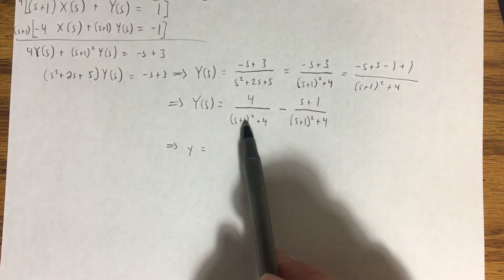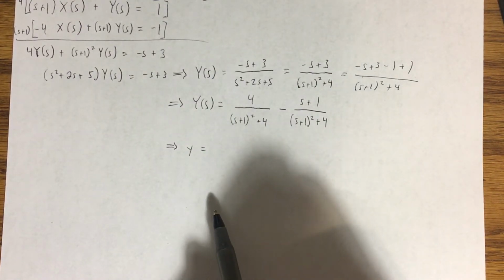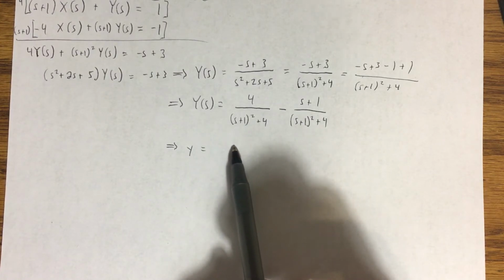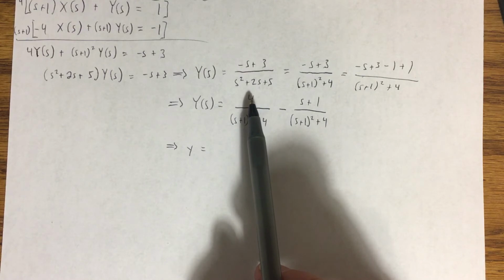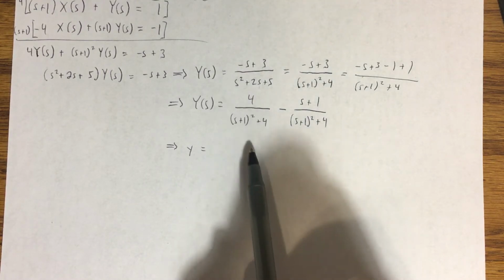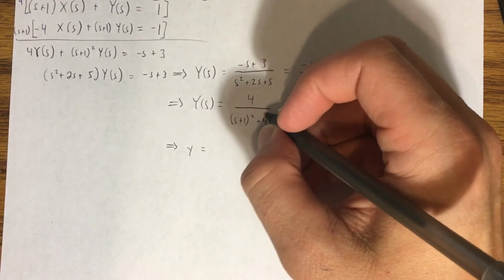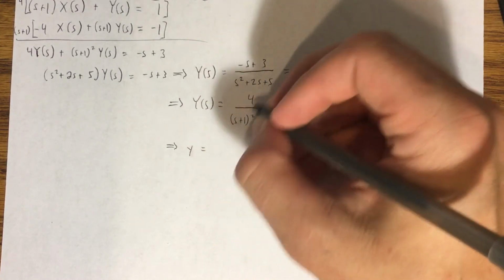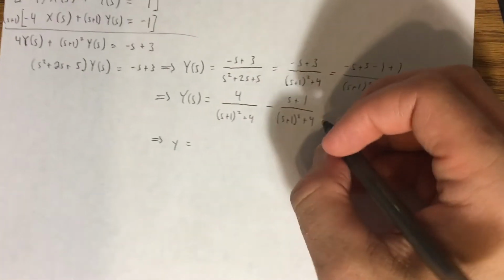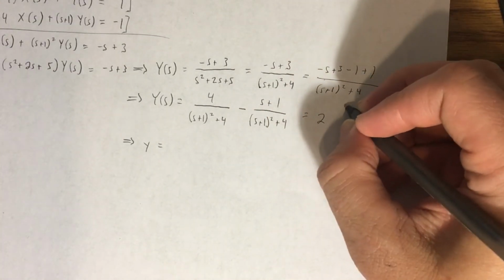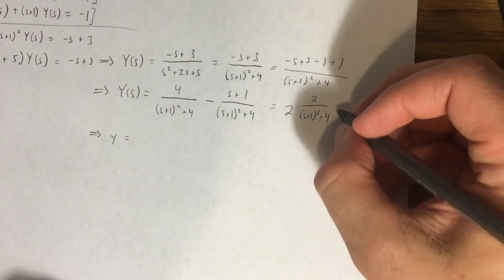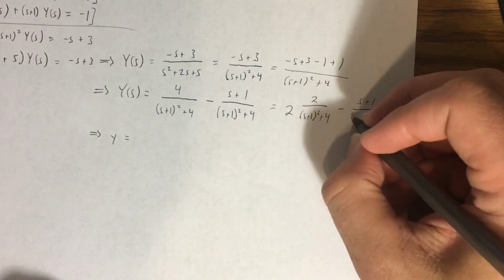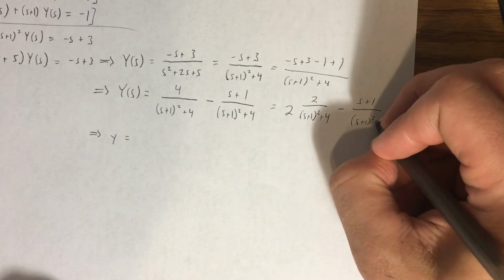Okay, and then we just treat this as if it were an s. So when I take my inverse transform here, what are we going to get? Well, this is of the form where we would be getting a sine. So the 4 is equal to 2 squared. Let me write this a little bit differently: 2 times 2 over (s plus 1) squared plus 4. That'll make it a little bit more clear what we're looking at here. Minus (s plus 1) over (s plus 1) squared plus 4.